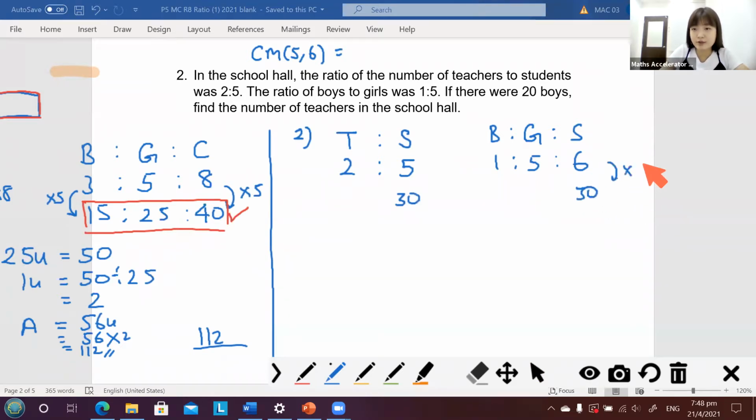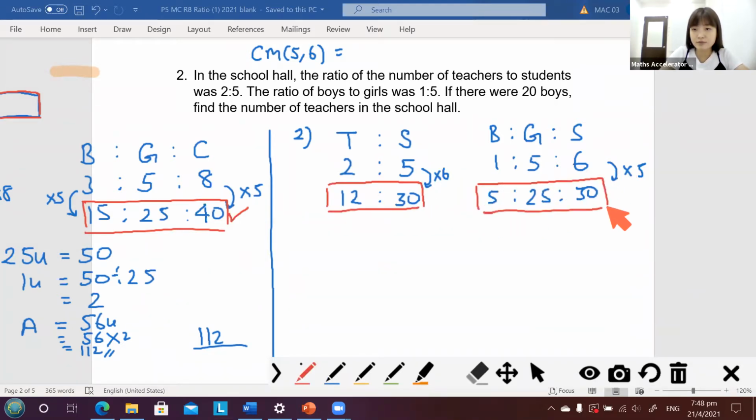6, we times 5. Alright, and then for 5 we times 6. But because it's a ratio, the entire group here also must times 5. Same here, also times 6. So this will be 2 times 6, 12. 5 times 5, 25. 1 times 5, 5. So this is the new set of ratio that is the correct ratio you can use, because the students are the same.